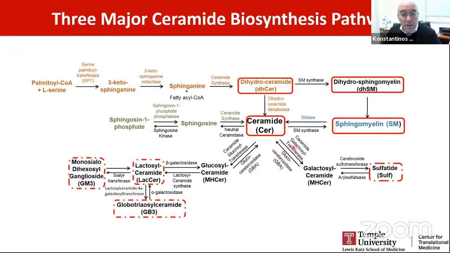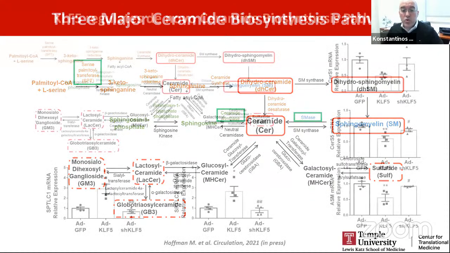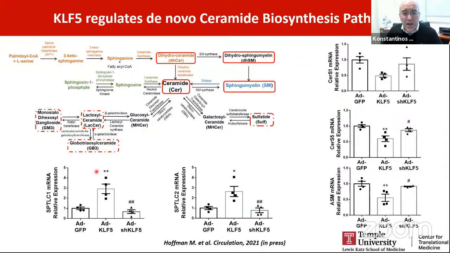One is the de novo ceramide biosynthesis pathway, which is catalyzed by an enzyme called serine palmitoyltransferase, or SPT, that has two different subunits, SPTLC1 and SPTLC2. The salvage pathway, which is controlled by ceramide synthase, is another way to form ceramides, and the sphingomyelin pathway, which is driven by sphingomyelinase, is the third pathway. So the first approach was to see, when we overexpress KLF5, which one of these important enzymes may be activated.